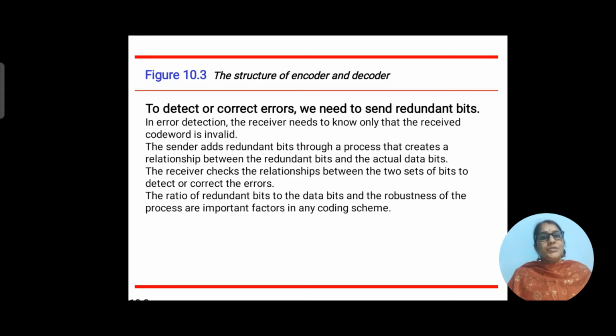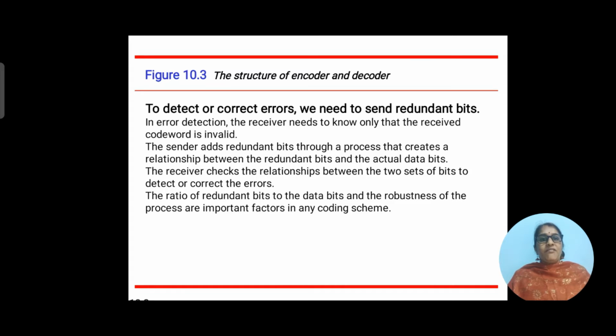Let's start. To detect or correct errors, we need to send redundant bits. In error detection, the receiver needs to know only that the received code word is invalid. The sender adds redundant bits through a process that creates a relationship between the redundant bits and the actual data bits. The receiver checks the relationship between the two sets of bits to detect or correct the errors.